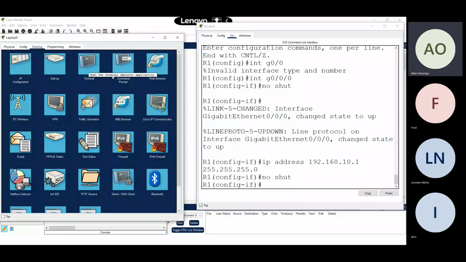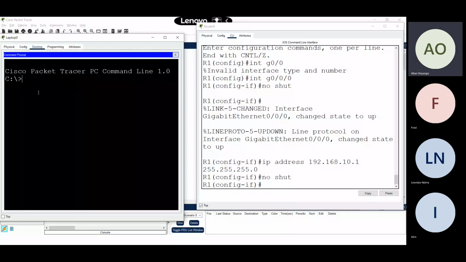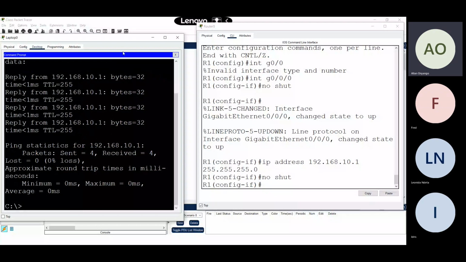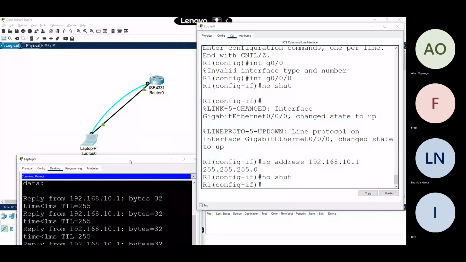Now, the first thing I need to do is ping that PC to see if I can access it. So I can say ping 192.168.10.1. I'm pinging the router, by the way. You can see I'm receiving replies here. From the PC, I can access the router. Remember, I'm not using the console cable, which is only used for configuration. To send this internet traffic, it now uses the copper straight through.